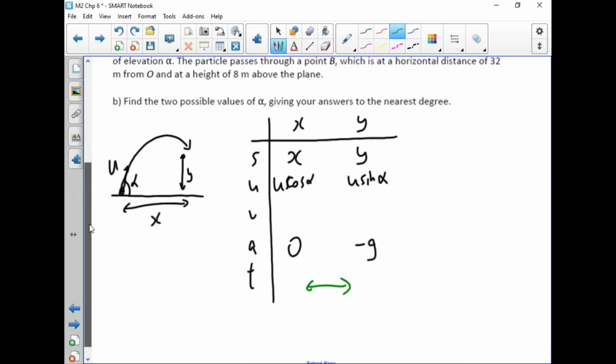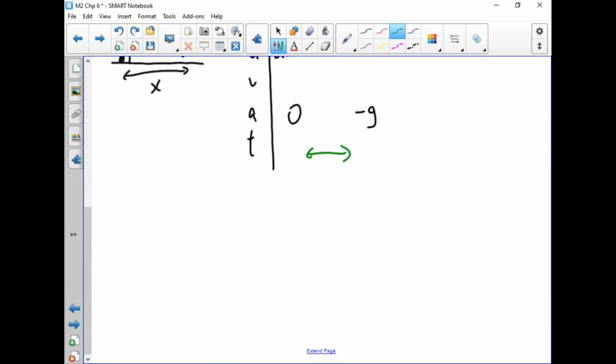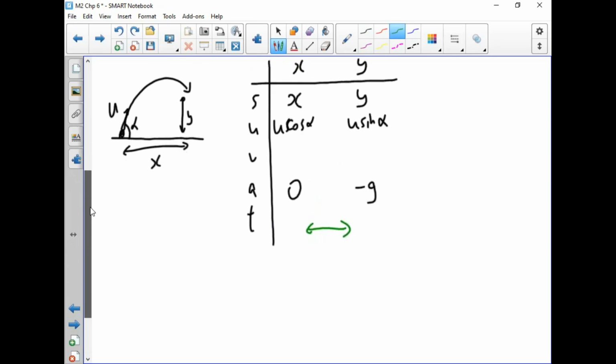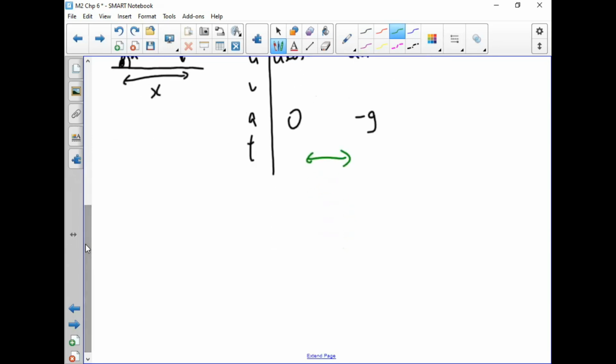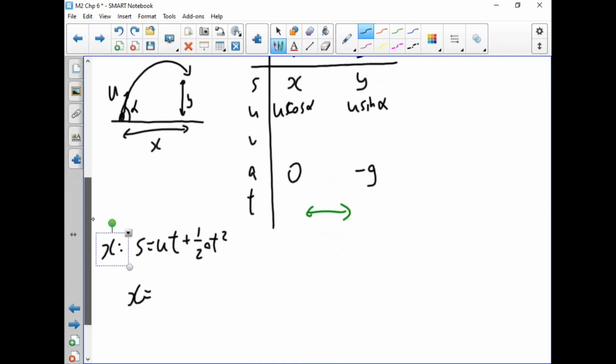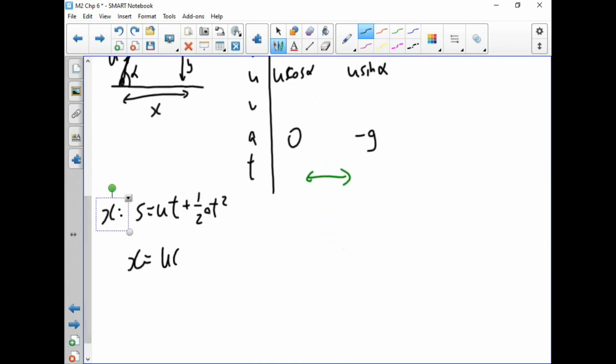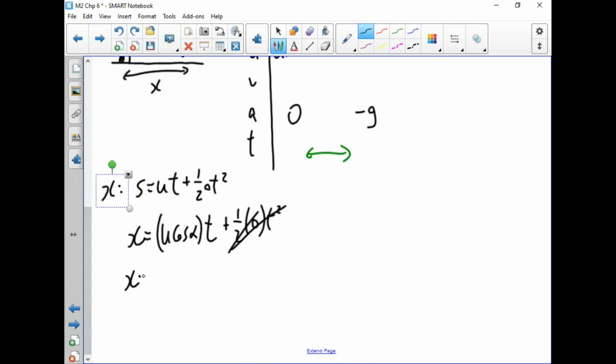So what I'm trying to say is I'm trying to do the SUVAT on x and SUVAT on y, make t the subject, and then try to replace the other. So simultaneous equations in a way. Let's do the x column first. So s equals ut plus a half at squared. So sx is x, u is u cos alpha, t is unknown, plus a half a0, so it doesn't matter whatever t squared is in here. So x equals u cos alpha times t. Now I need to substitute t, so I'm going to make t the subject first. So t equals x over u cos alpha, right?